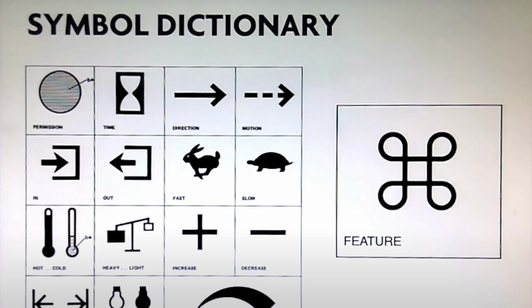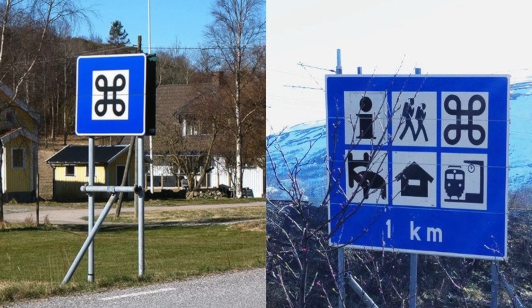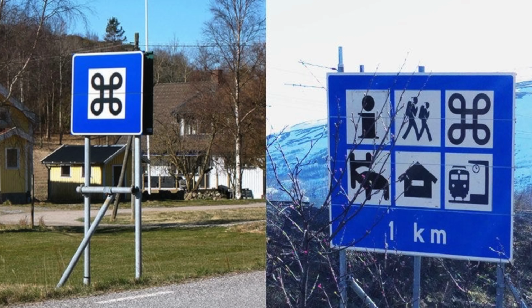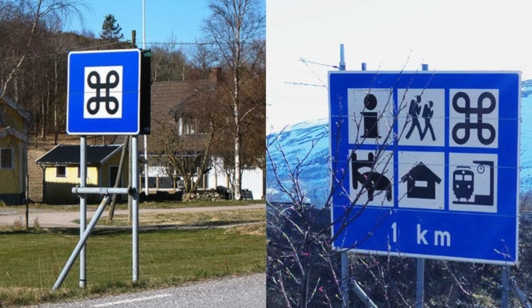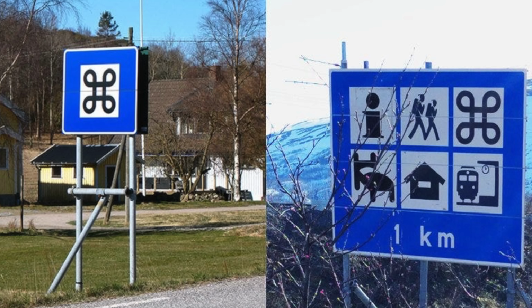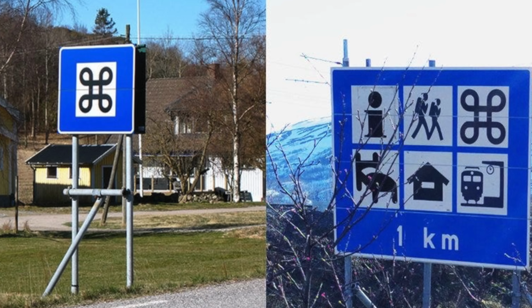Looking for inspiration, she began browsing through a symbol dictionary. And that's when Kare came across this symbol labeled feature. It was already being used in Nordic countries to indicate campsites or places of interest, although Kare imagined it could be interpreted as a cloverleaf highway, getting users where they wanted to go. So she presented it to the Macintosh team, who loved it, Jobs included.